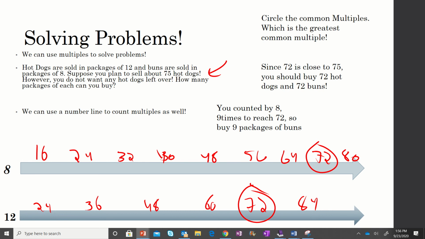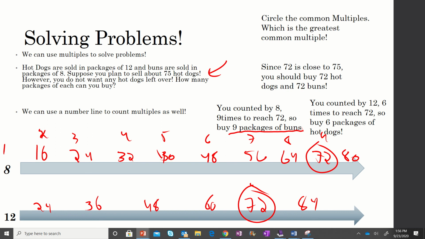So I counted by 8, okay? 1, 2, 3, 4, 5, 6, 7, 8, 9 times, okay? To reach 72. So I can buy 9 packages of buns, all right? We counted by 12 6 times. 1, 2, 3, 4, 5, 6. Okay? And as we see, all right, we have 6 packages, okay, to get 72. So 6 packages of hot dogs. So our answer here is we have 9 packages of buns and 6 packages of hot dogs.